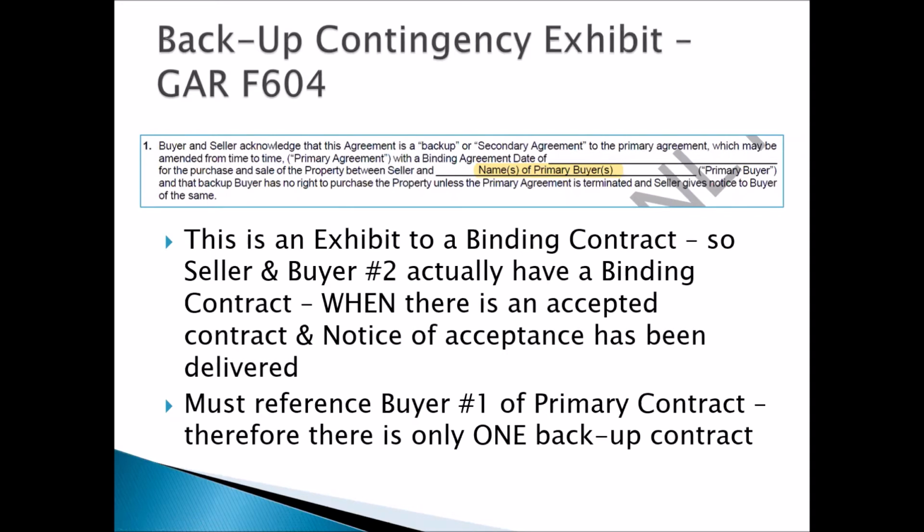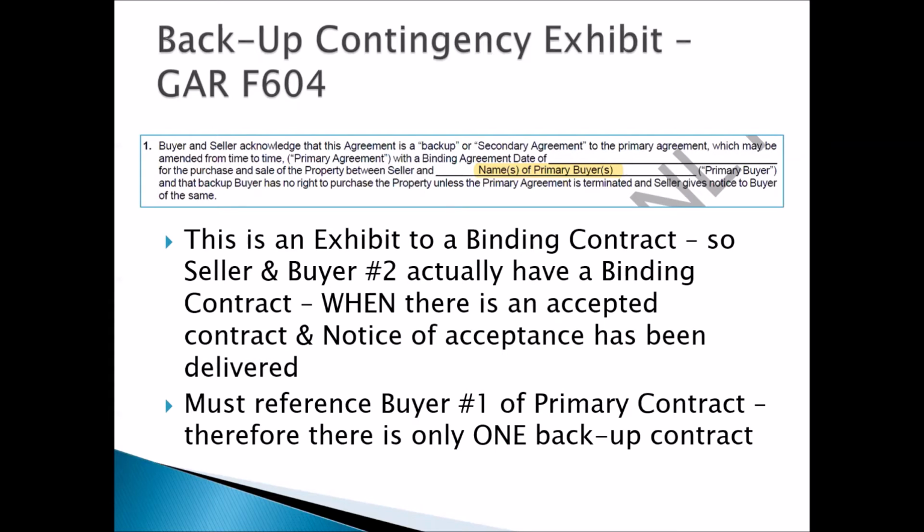So what that means is, if you're a buyer's agent and you call a listing agent and they're under contract, and the listing agent says, "Yeah, I'm under contract and I've got 5 backups," that's just not true. They might have 5 other interested buyers, but you can only have one binding backup contract because you have to reference the primary contract.